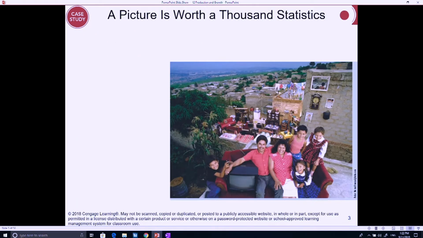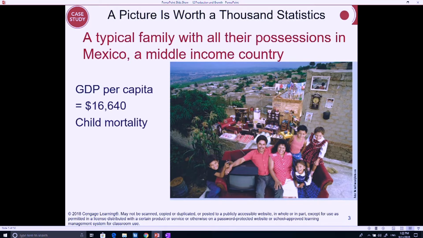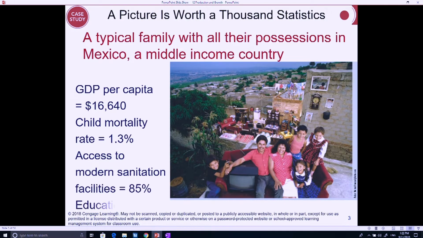Let's go to a middle income country. Here we have an average family in Mexico. Their GDP per capita in that nation is around $16,000. Child mortality, 1.3%. A little higher, but still very low. Access to modern sanitation facilities, 85%, which is almost full penetration into the country, but not quite total. The percent of the population that is in higher education is half that of Britain at 30%.